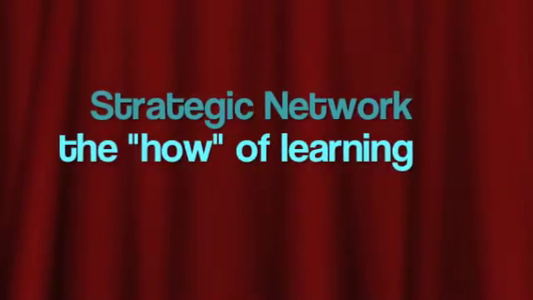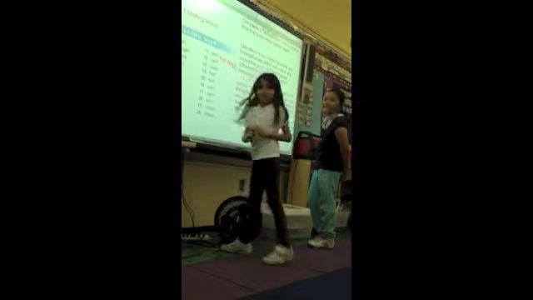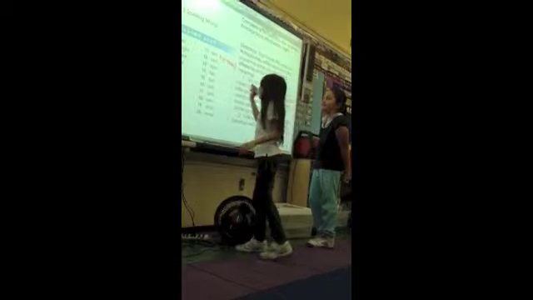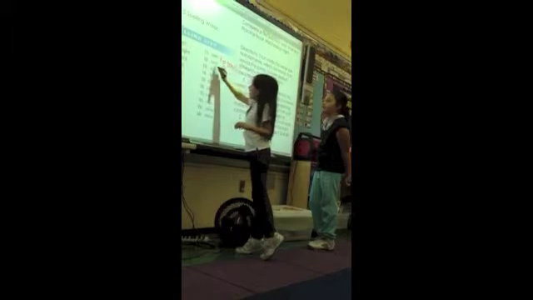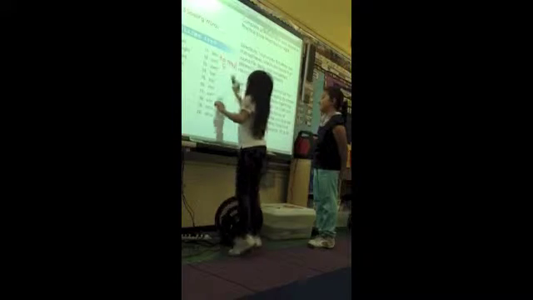The strategic network, which processes actions and plans, can be addressed by encouraging critical thinking and collaborative work. Students can use technology to communicate with one another, to display and organize their work through wikis, blogs, or other means.